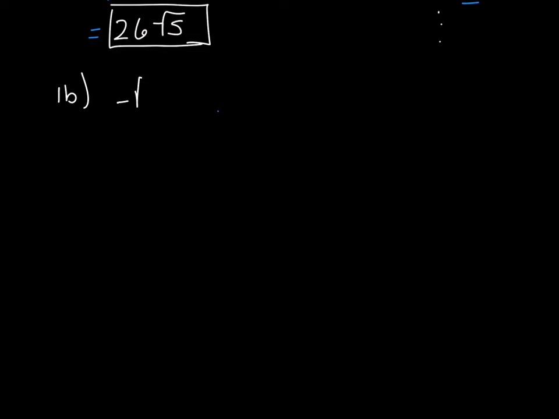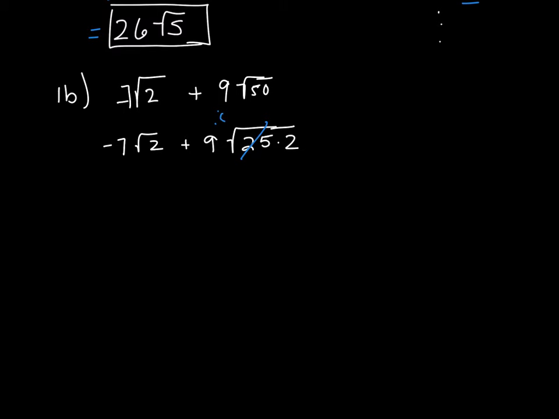The next one is negative 7 square root of 2 plus 9 square root of 50. So the first thing you want to do is rewrite that. And that 50 becomes 25 times 2. And again, I only use numbers that are in that perfect square list. The square root of 25 is 5. It comes out, I multiply that times 9.